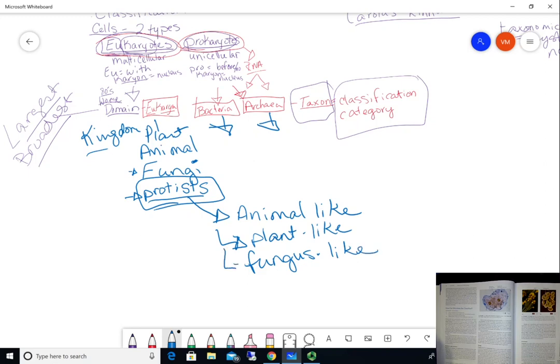And I'm going to leave the fungus-like alone because this semester you won't ever really study fungus-like, so we can just keep going. Protozoan is what we call an animal-like protist. Algae, and I really hate that we say they're algae, but algae is what we call a plant-like protist.